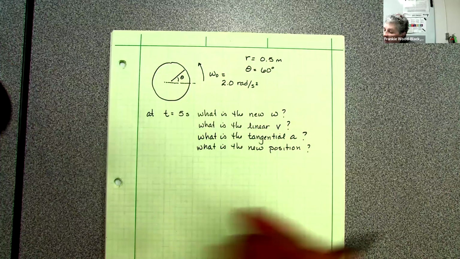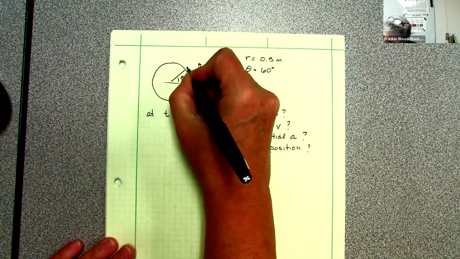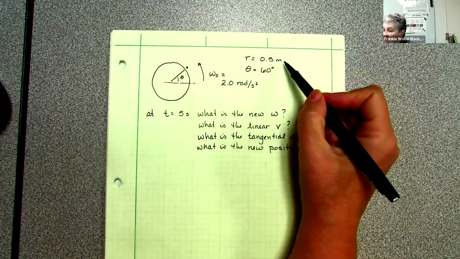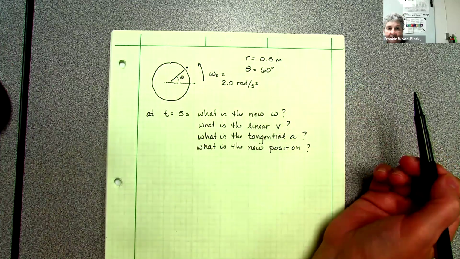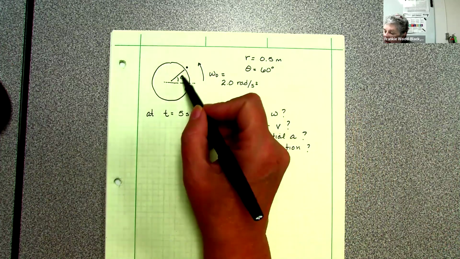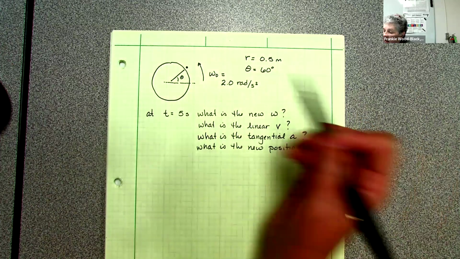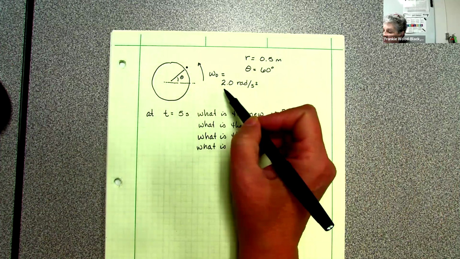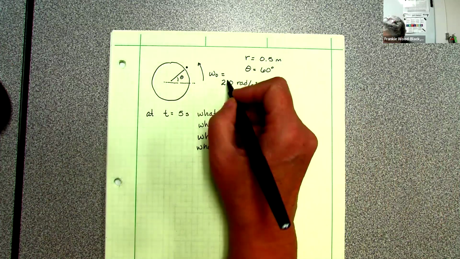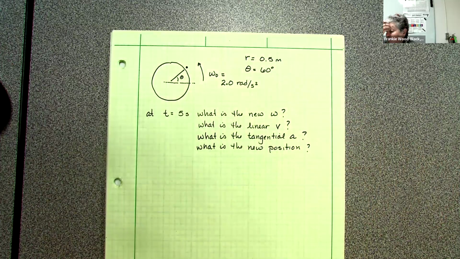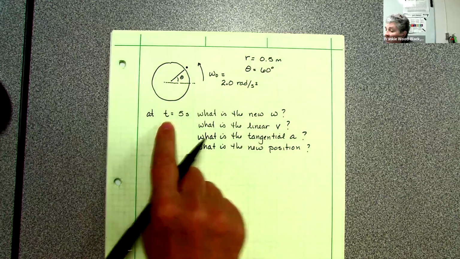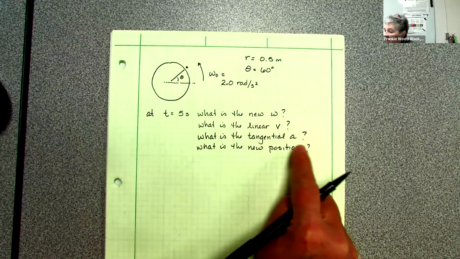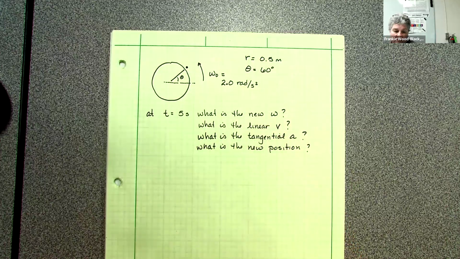So we've got a point on our surface here, and we want to follow that point. We're told that the radius of our disk is 0.5 meters. The angle that we're starting at is 60 degrees. And when we start everything, our initial angular velocity is going to be 2 radians per second. We want to know after 5 seconds, what's the new angular velocity, what the new linear velocity is, the new tangential velocity, and the new position.